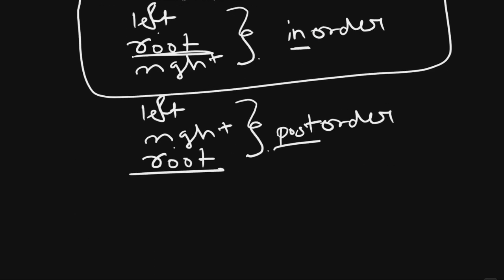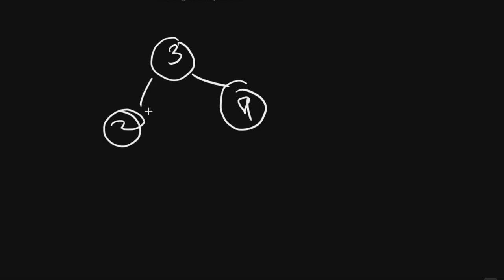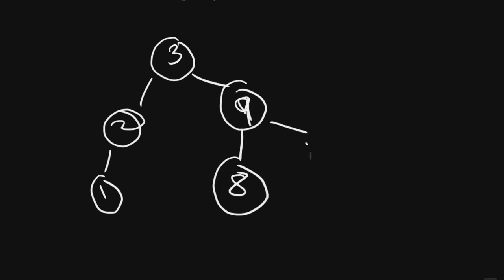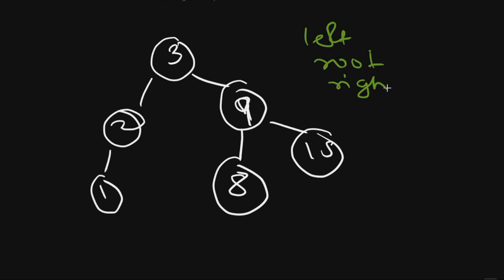So why in order? Let me again consider a tree. Let's say 3, 9, 2, then I need to enter 1, so I will enter 1, then 8 and 15. Okay, assuming this tree, what would happen in order? Let's try performing in order. In order says first go to the left, then root, then come to the right. So I will start with this node. I'm saying go to the left and then come to the root. Okay, I go to the left.